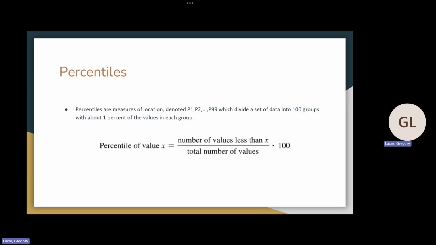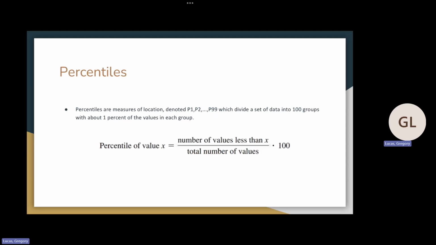So we also are going to use what are called percentiles. Percentiles are measures of location, denoted P1, P2, P99, meaning P1 is the first percentile, P2 is the second percentile, P99 would be the 99th percentile, and then everything in between. So these percentiles divide a set of data range into 100 groups. So 1% of values are going to fall into each group. So the 99th percentile is the 99th group.